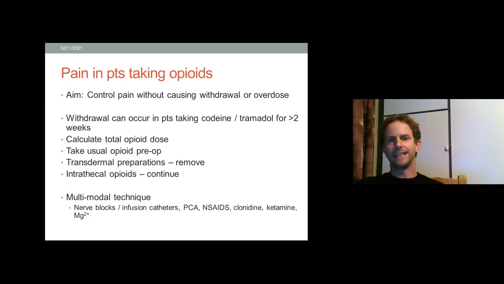Encourage the patients to take their usual opioid dose pre-op, just so they've got that baseline there that they're used to.